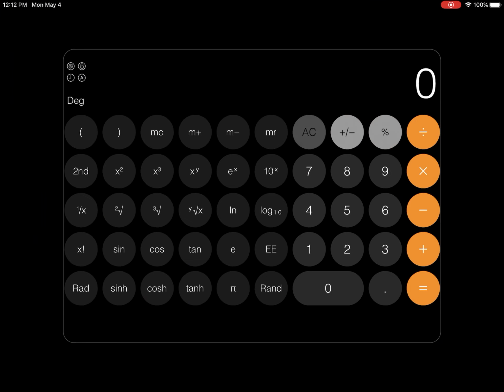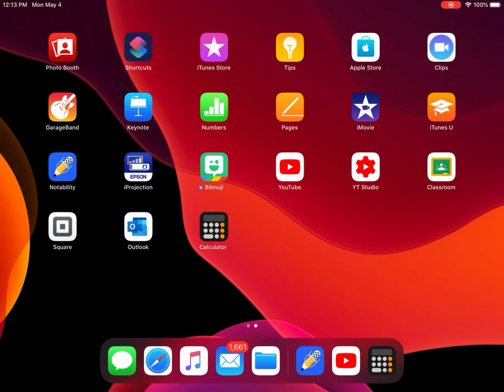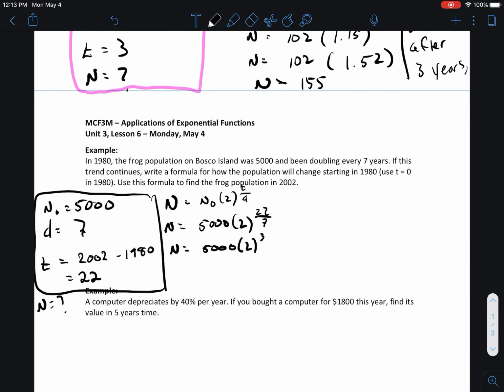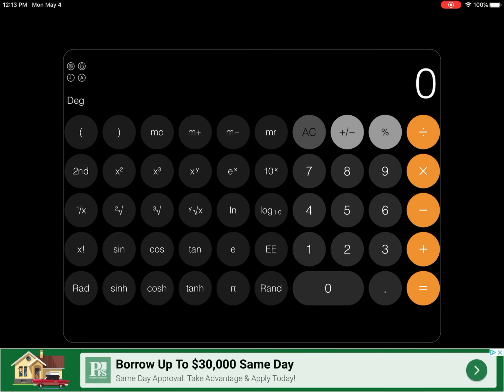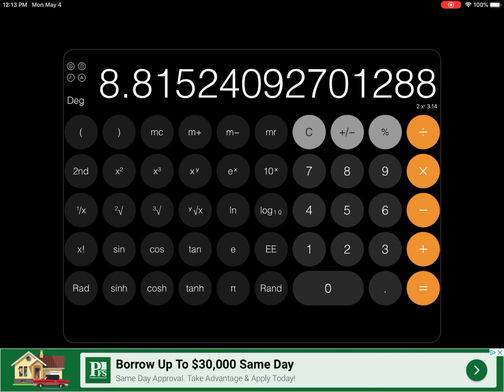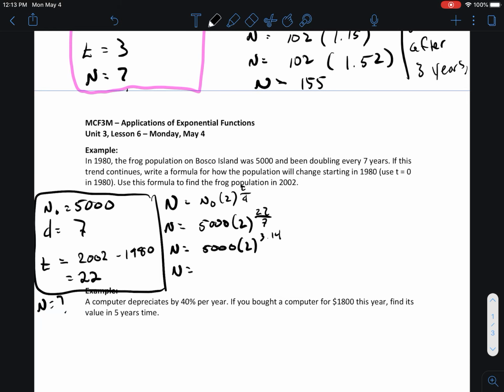So n is going to equal to 5,000 multiplied by 2, and then I'm going to do the math on 22 divided by 7, okay? And that's going to be the decimal that I use. Okay, so 22 divided by 7 is going to be 3.14. Okay, so that's as good. Okay, and then I have to go back here. I got to take the base 2, and I got to raise it to the exponent. I'm going to use this button this time, the x to the power of y, if you're on your calculator, okay, of 3.14. Okay, so 8.81.